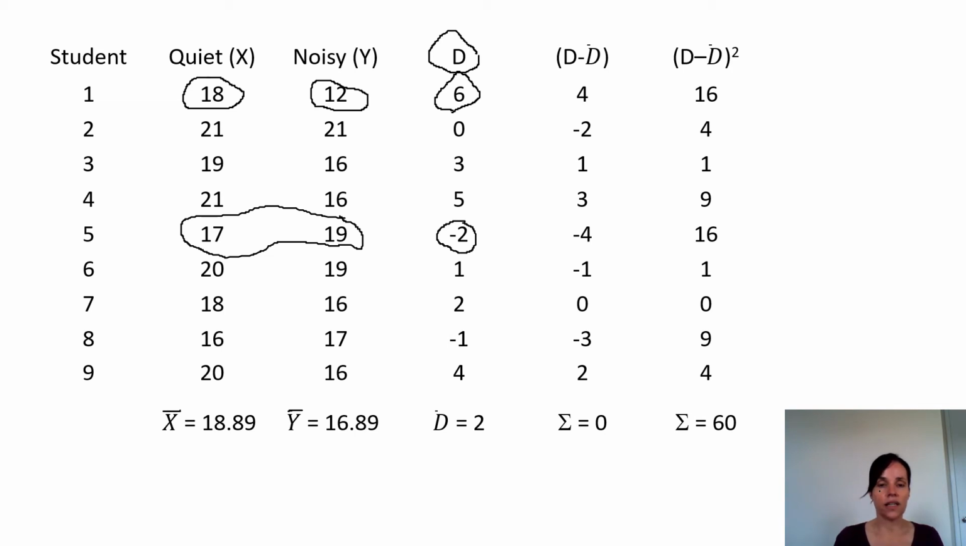20 minus 19 is 1. For student number 7, the difference score is 2. 18 minus 16 is 2. For student number 8, the difference score is -1. And for student number 9, the difference score is 4.